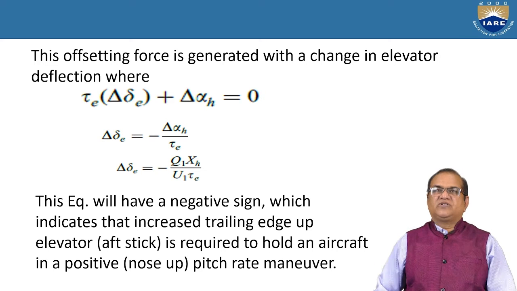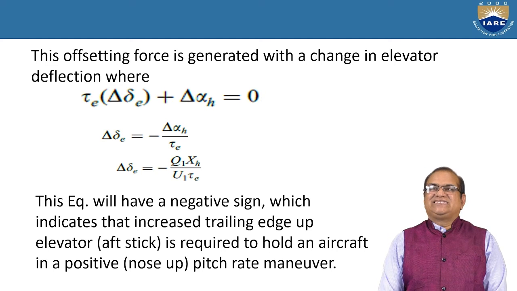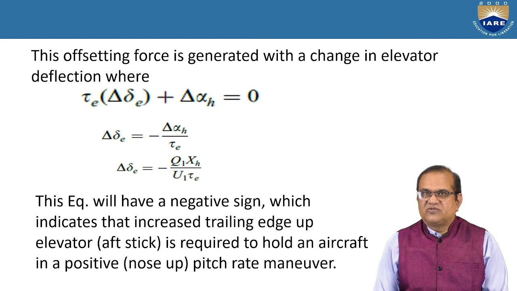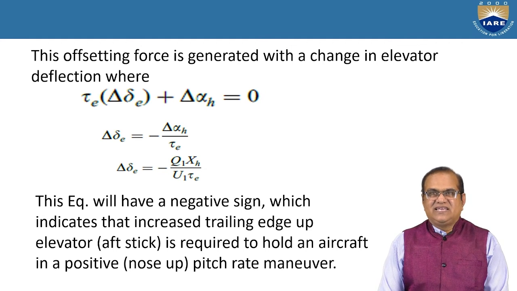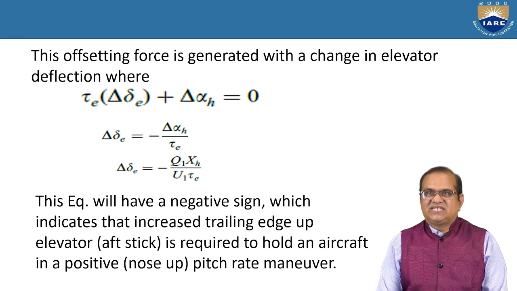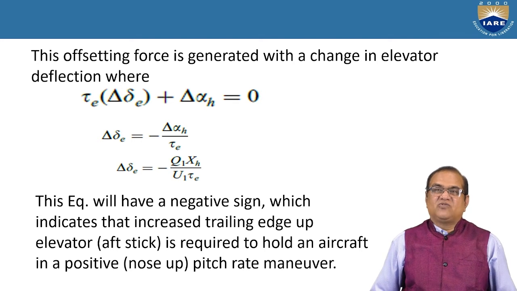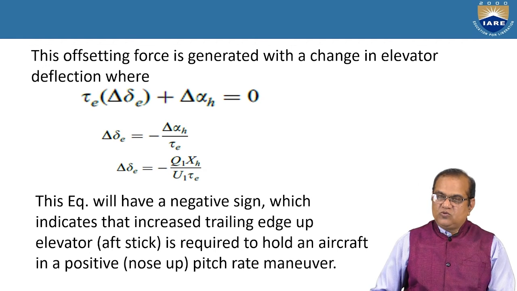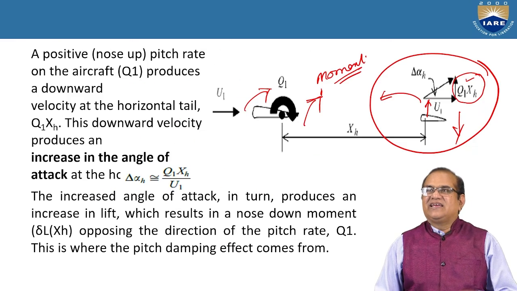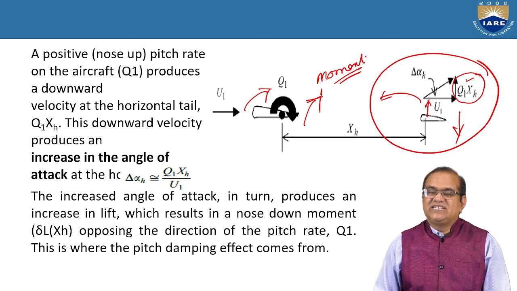This offsetting force is generated with a change in elevator deflection, that is tau E delta E plus delta alpha H is equal to 0. So delta E is equal to minus delta alpha H by tau E. So delta E is equal to minus Q1 lH divided by U1 tau E. Here delta alpha H is equal to Q1 lH by U1, which we have already seen here. So delta alpha H is given here.